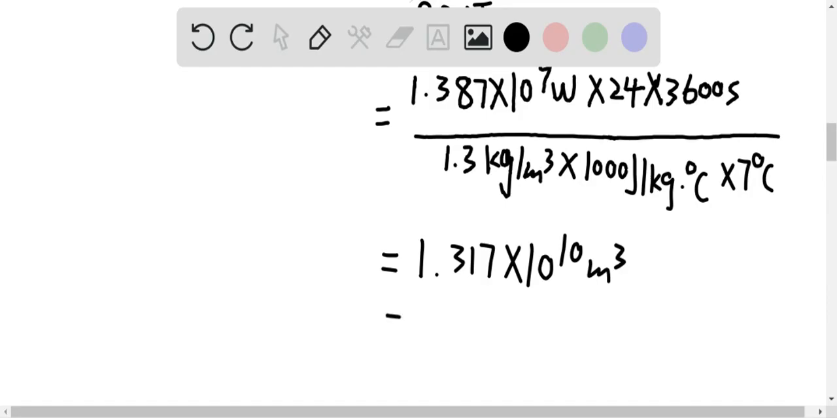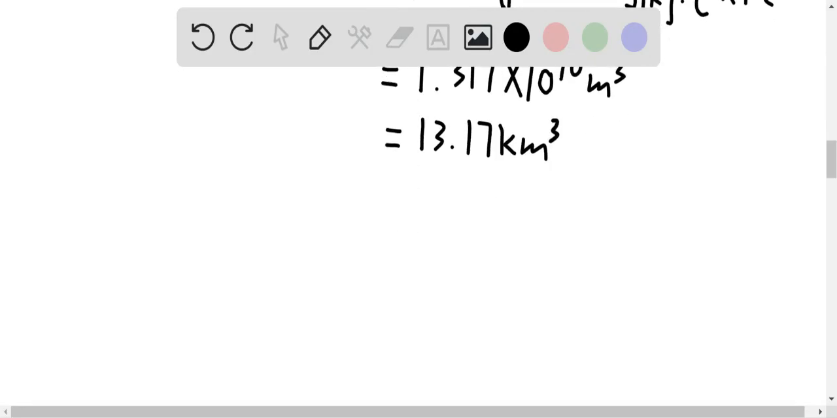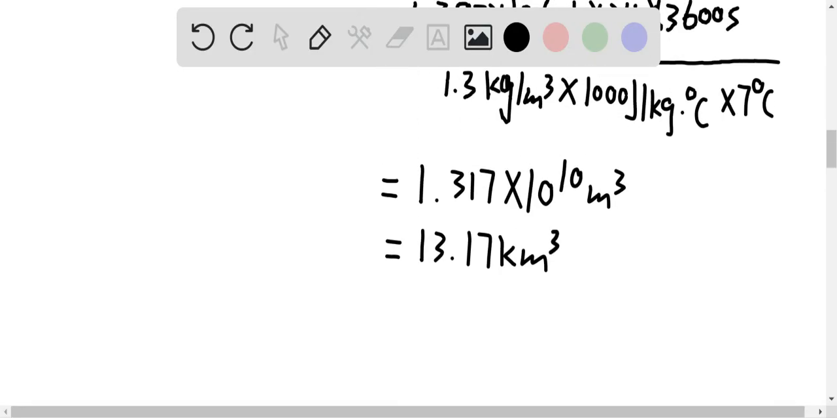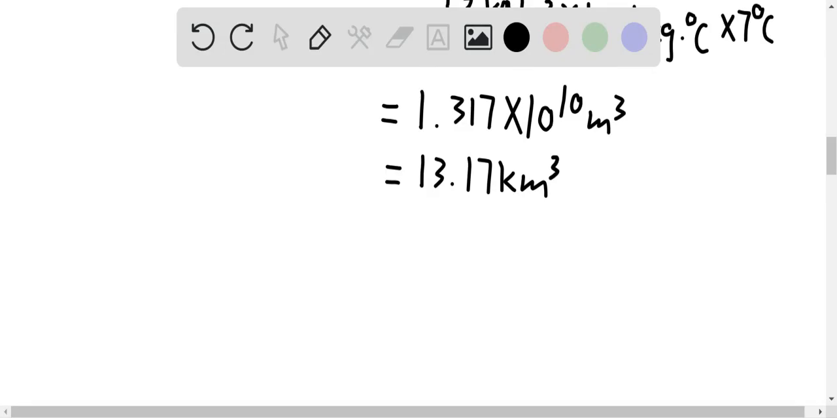If we convert it to cubic kilometers, it's 13.17 cubic kilometers. So 13.17 cubic kilometers of air is heated per day. For such a volume of air to be heated, it definitely affects the local climate. So yes, it will affect it.